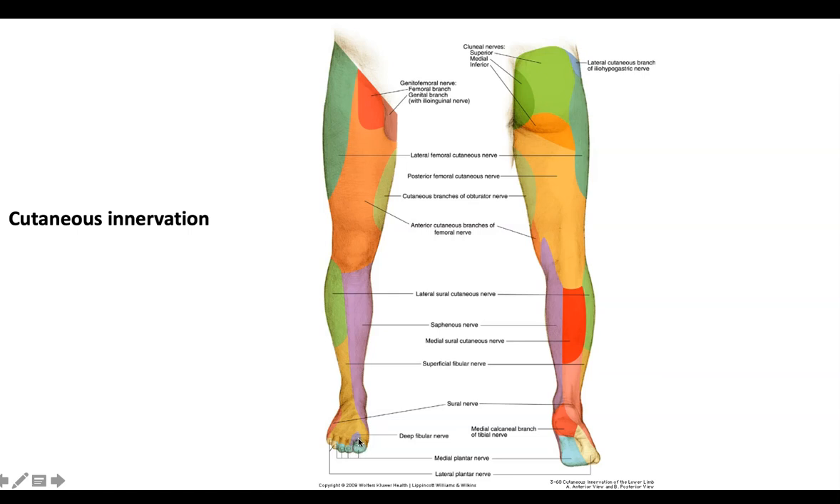The web in between the first and second toe, this small area, is supplied by the digital branch of the deep fibular nerve. So the deep fibular nerve supplies the skin in between the first and second toe. Sometimes we call this the flip-flop nerve because we put our flip-flop in between the first and second toe. So the deep fibular nerve supplies the skin here.